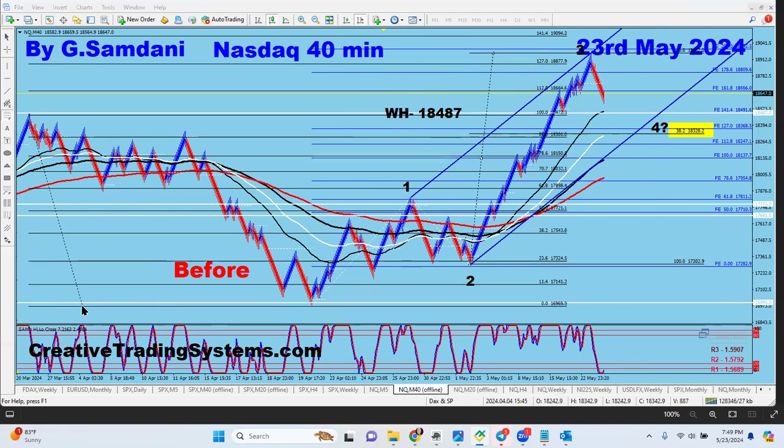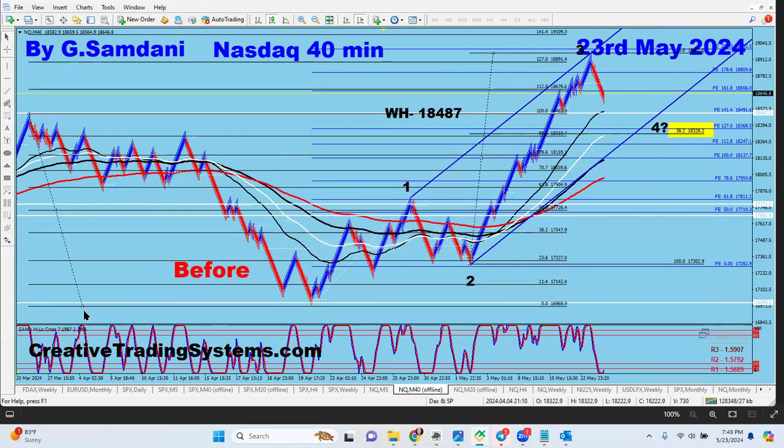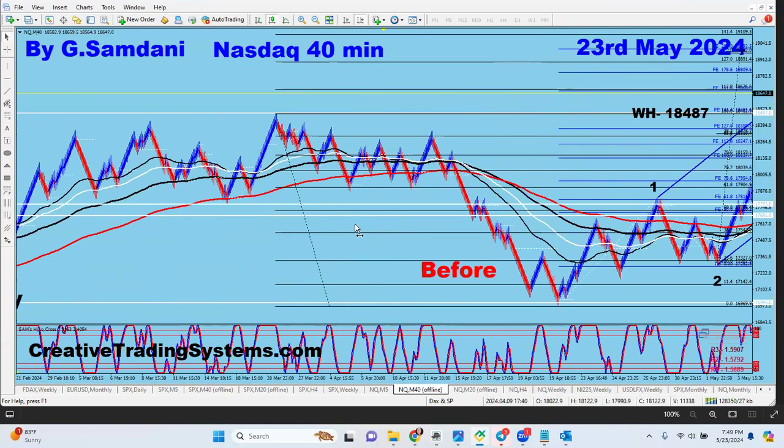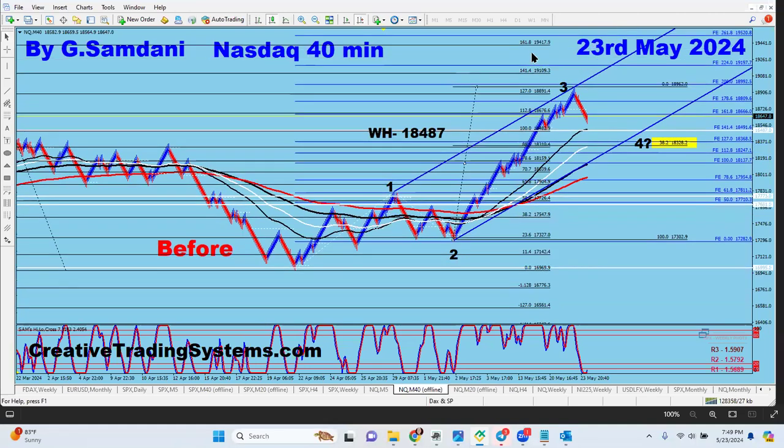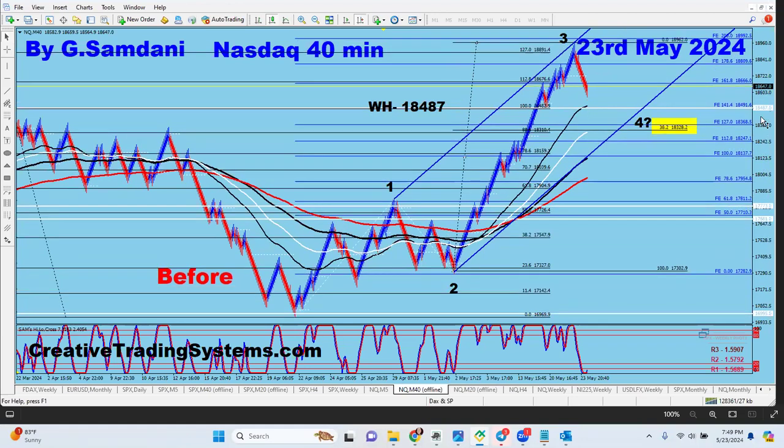So you see the extension target, the first extension is always 127, which is right there. They touched that 127 and now it's dropping, right? So once we finish this, we're probably going to go back to touch the 161% somewhere here. Got it? So this is what Nasdaq is doing.